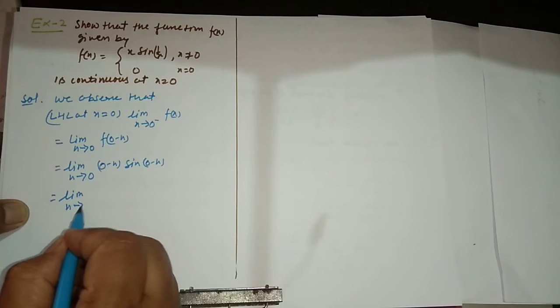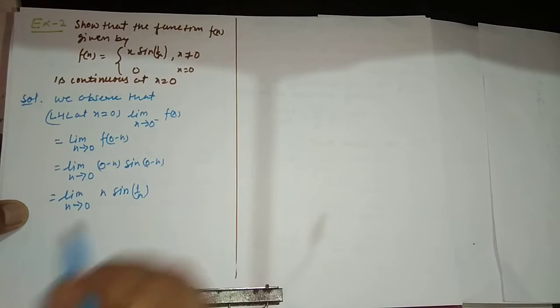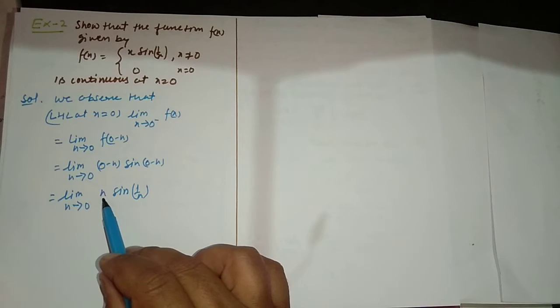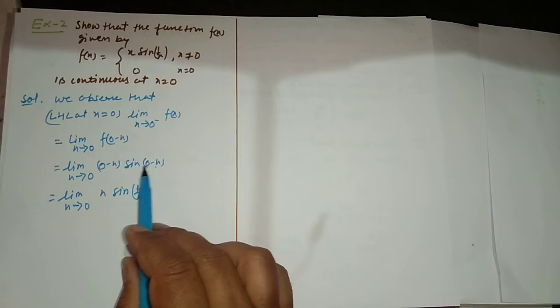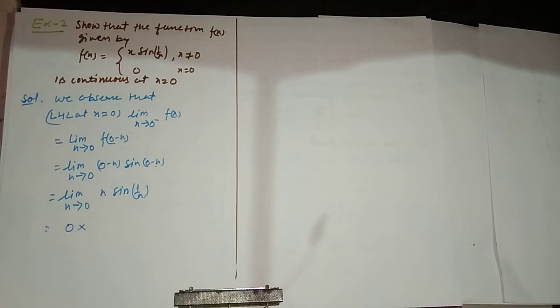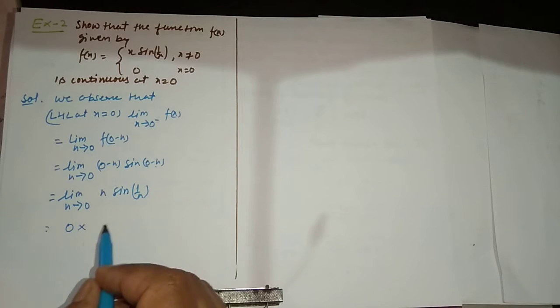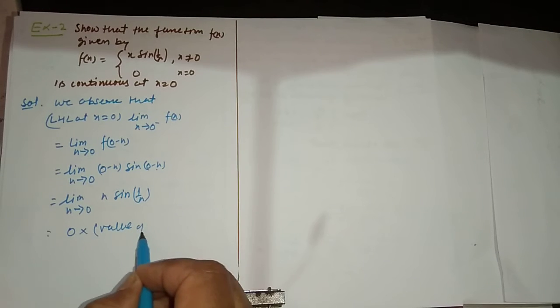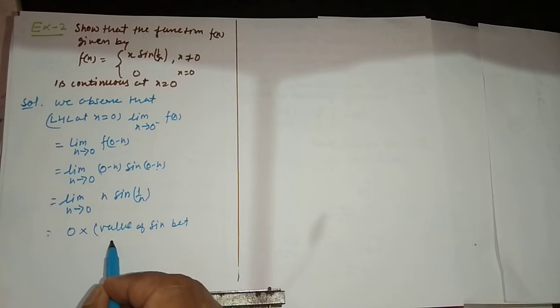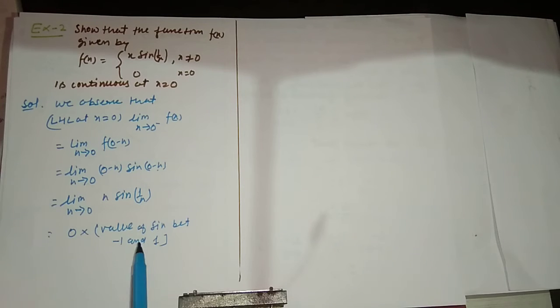Limit h tends to 0, so we can write it directly as h sin(1/h), because sin(-θ) = -sin θ, so it is positive. So we can write it as 0 into sin(1/h), because when x tends to 0, this h also tends to 0. The value of sin is oscillating between -1 and 1. We have already discussed this. Whatever the value, if you multiply by 0, the answer is 0.